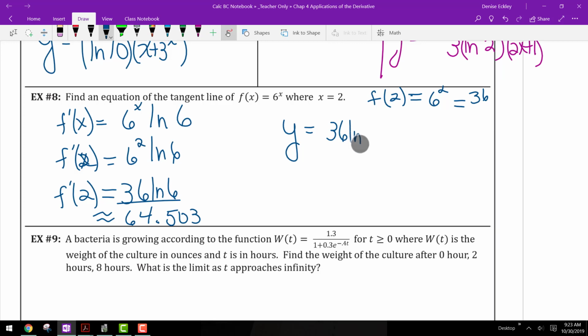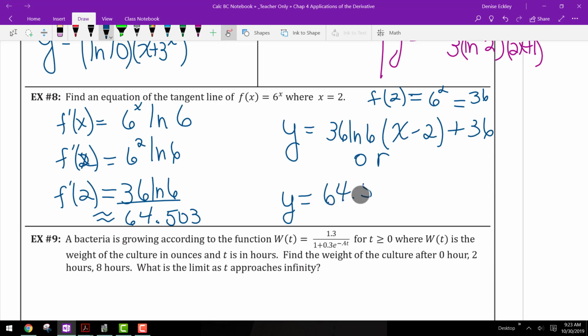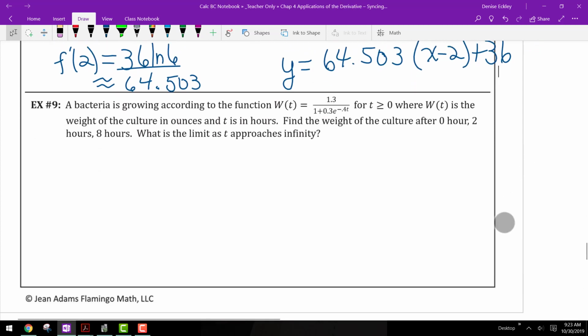Okay, then finding the equation of tangent line, we have y equals 36 ln of 6 times x minus 2, and then we're going to have plus 36. Or if you're allowed to give a decimal approximation, this is 64.503 times x minus 2 plus 36. Both are correct, depending on which part of the test you are in.